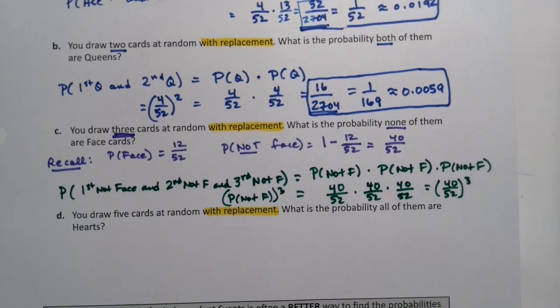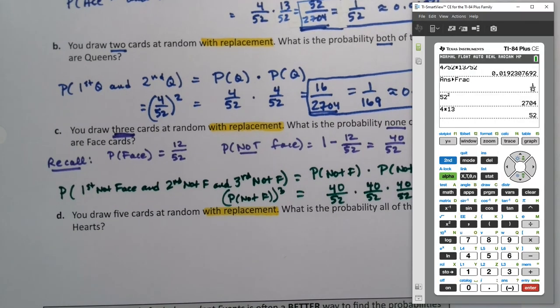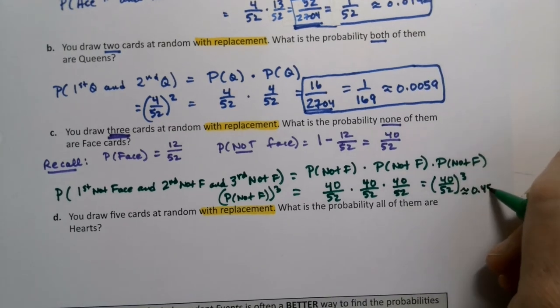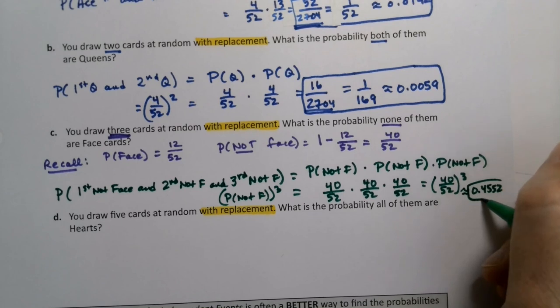Like that. And we are going to make a computer do that. All right. So it's quicker and easier if I just use the fraction. So, or if I use parentheses, 40 divided by 52, close parentheses. And then to cube it, you raise it, using the caret button, to the 3rd power. And you get 0.4552. Like that.